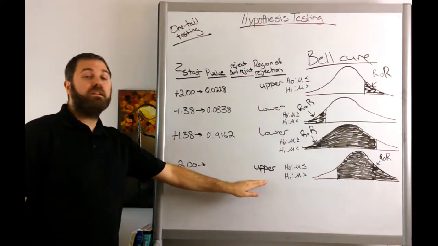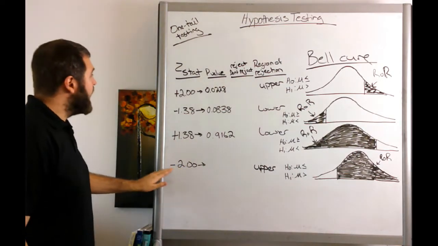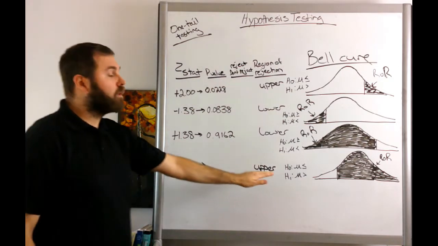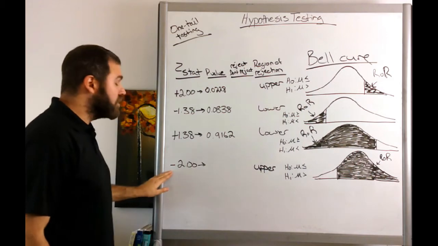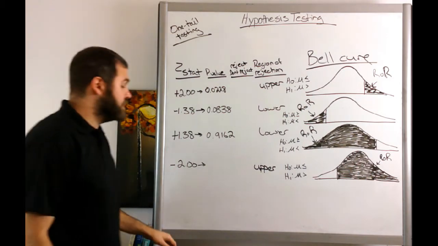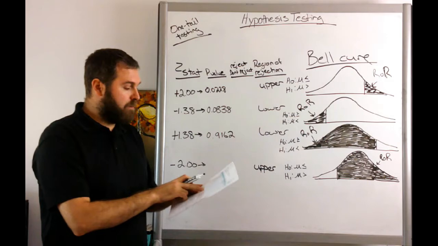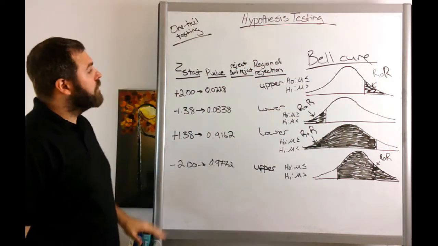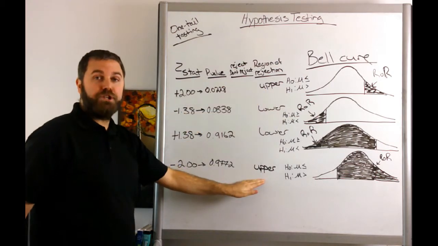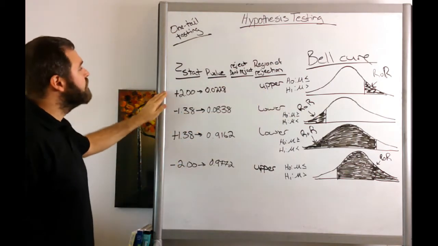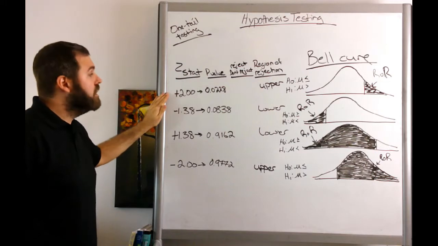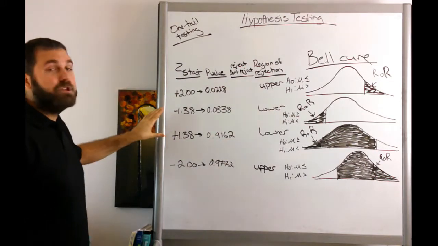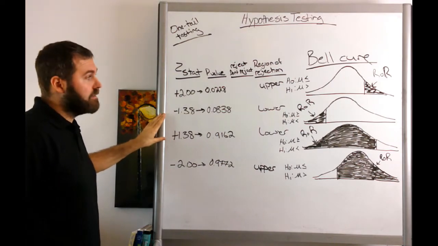Now, we're again looking at an upper with a negative 2 z-stat. So because it's upper, we're going to want to look up the inverse. So we're going to look up 2 on our z-table. So 2 on the z-table is 0.9772. You want to remember, when it's upper region of rejection, you take the inverse of the z-stat. When it's lower region of rejection, you look up and use the corresponding z-stat.